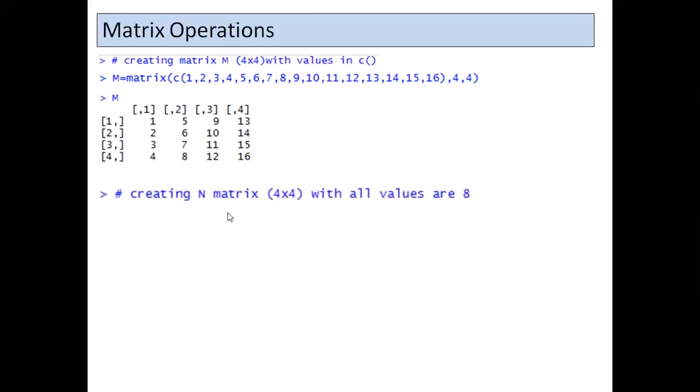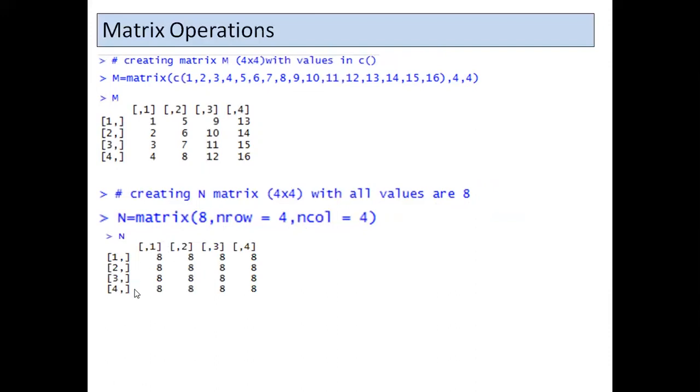And thirdly, we want to create an N matrix with similar dimensions, with all the values being 8. In that case, we type in matrix, what data we need to put in each and every row and column, and where we mention the number of rows and columns. The output is thrown by R: it has 4 columns and 4 rows, with all values as 8, as we said that we want it to be.